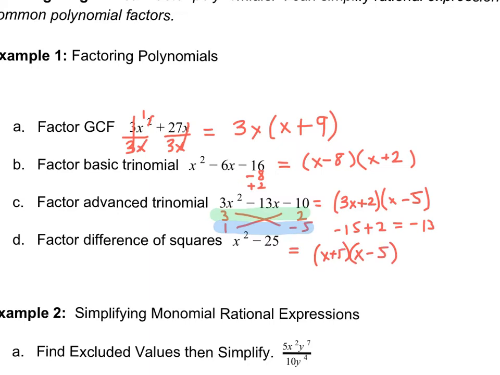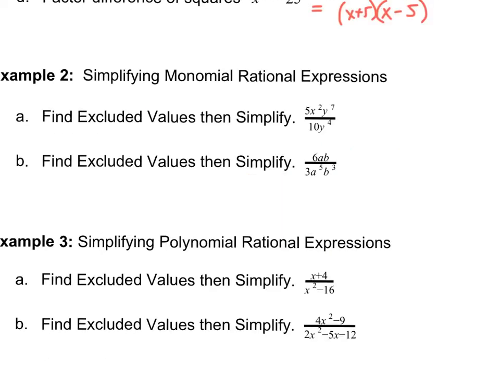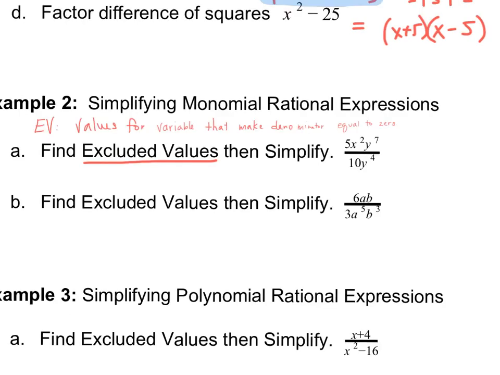Our second learning target is to start to simplify rational expressions. The skills we practiced above, we'll practice in example 3 here in a second, but first we're going to look at simplifying monomial rational expressions. So here we're just simplifying, looking for common factors between our numerator and denominator. And since we do have variables in the denominator, we are also going to find excluded values. So just recall that excluded values are values for the variable that make the denominator equal to 0. And since we cannot divide by 0, that would be a number that would not work in our expression.